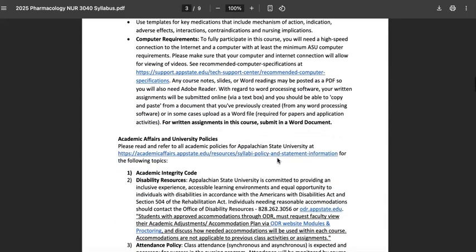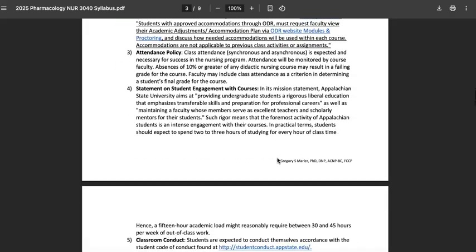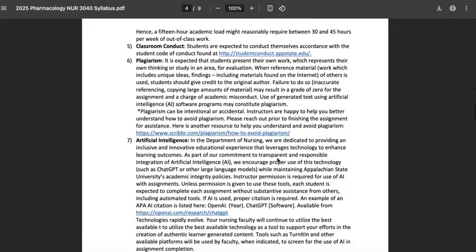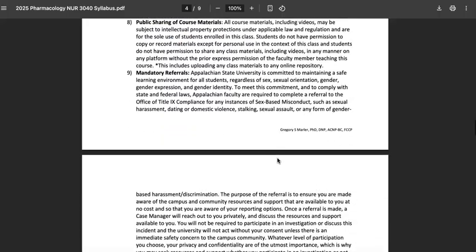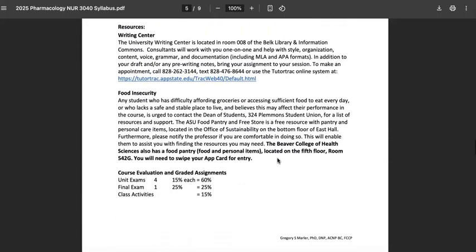Other information that is in all syllabi is important for you to focus on as well. And any kind of information that you may need is there in the syllabus.